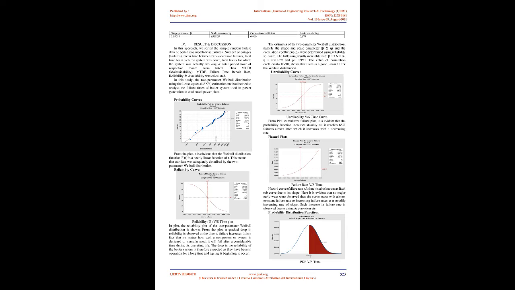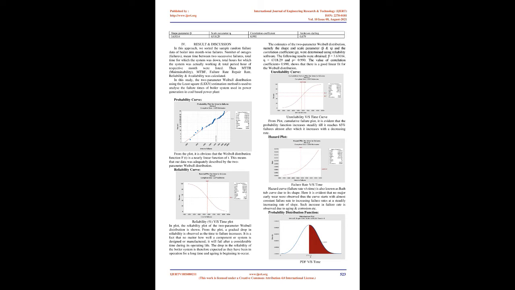Probability curve. From the plot, it is obvious that the Weibull distribution function F(t) is a nearly linear function of t. This means that our data was adequately described by the 2-parameter Weibull distribution. In the plot, the reliability plot of the 2-parameter Weibull distribution is shown. From the plot, a gradual drop in reliability is observed as the time to failure increases. It is a fact that no matter how well a component or system is designed or manufactured, it will fail after a considerable time during its operating life. The drop in the reliability of the boiler system is therefore expected as it has been in operation for a long time and aging is beginning to occur.